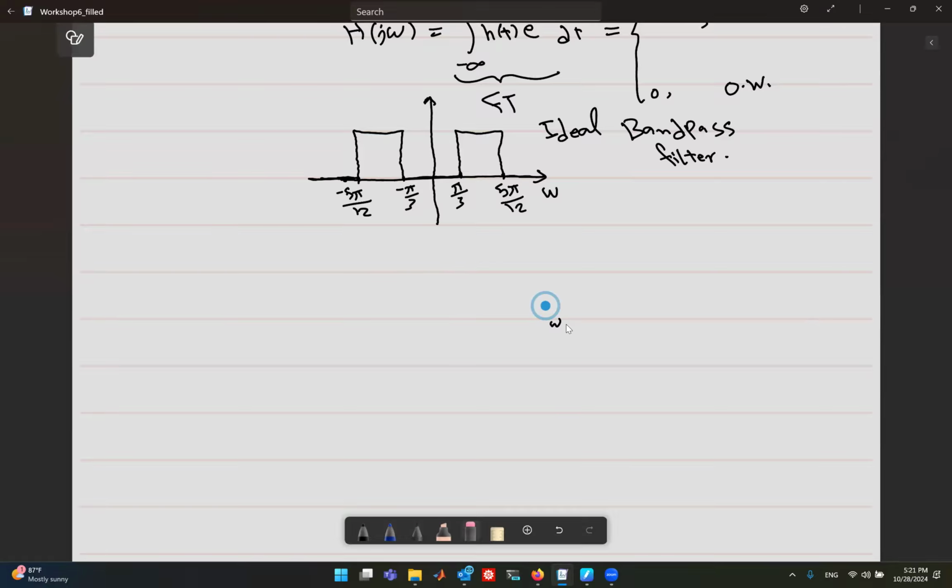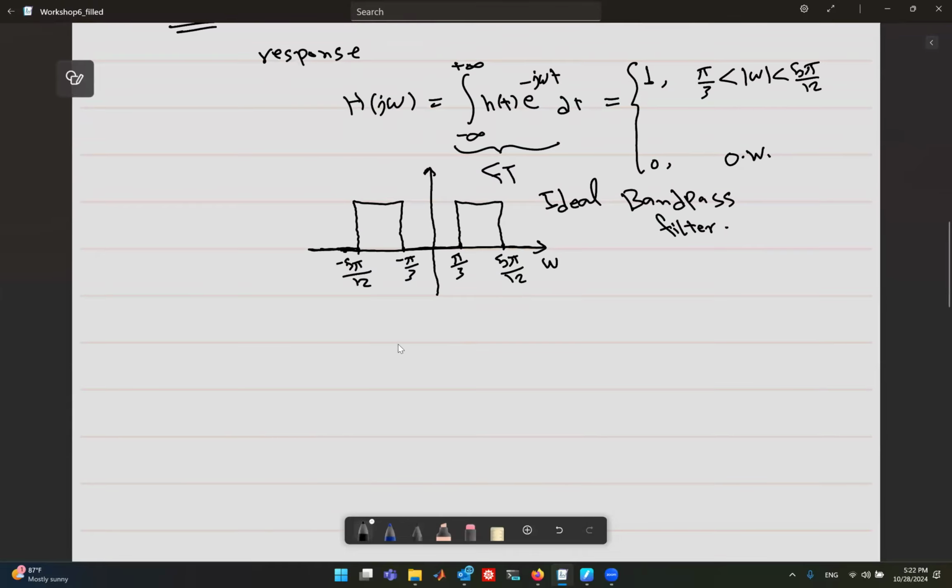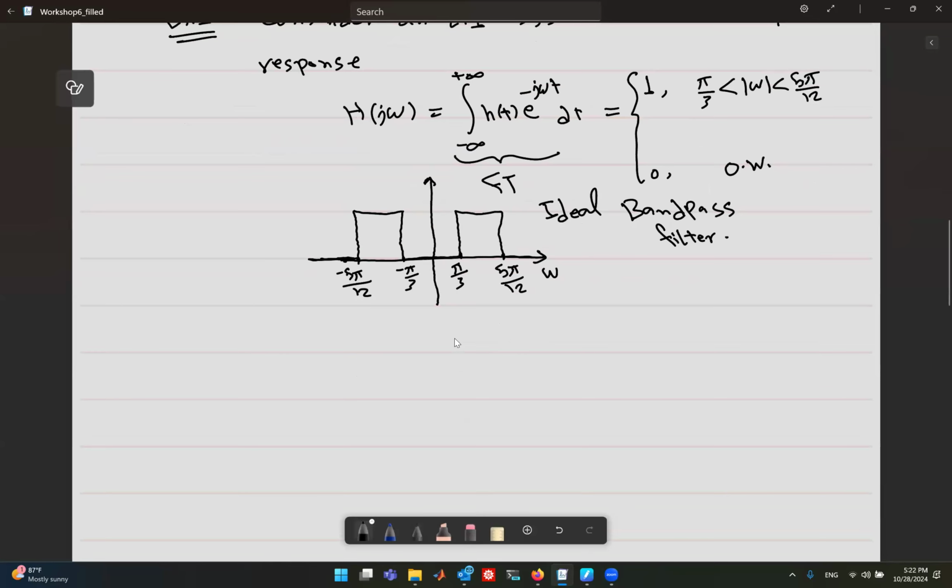Anyways, in our example, it's an ideal one, and we don't have to deal with those things. So this is the frequency response of the given system, this H(jω).